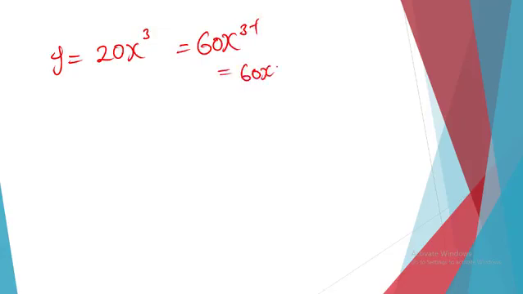If we have y to be equal to 20x raised to power 3, it's simply 3 times 20, which will give us 60. Bring down your x, then 3 minus 1, so we have 60x squared, and that's the answer.